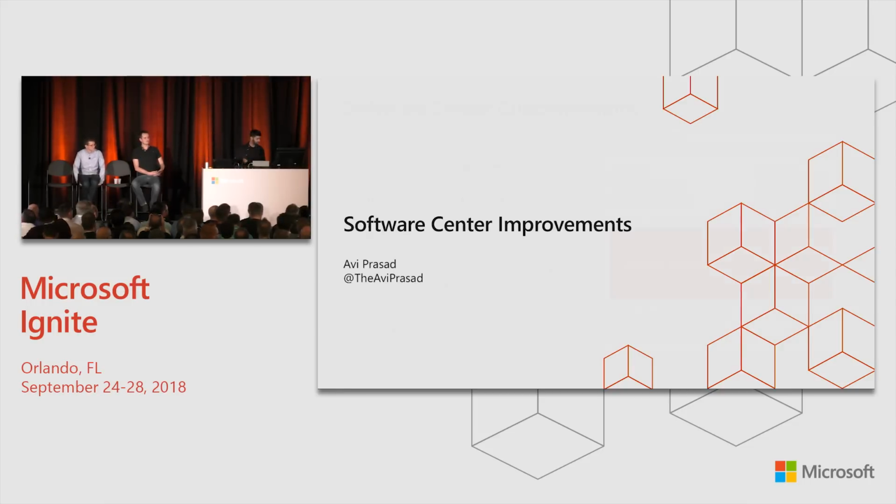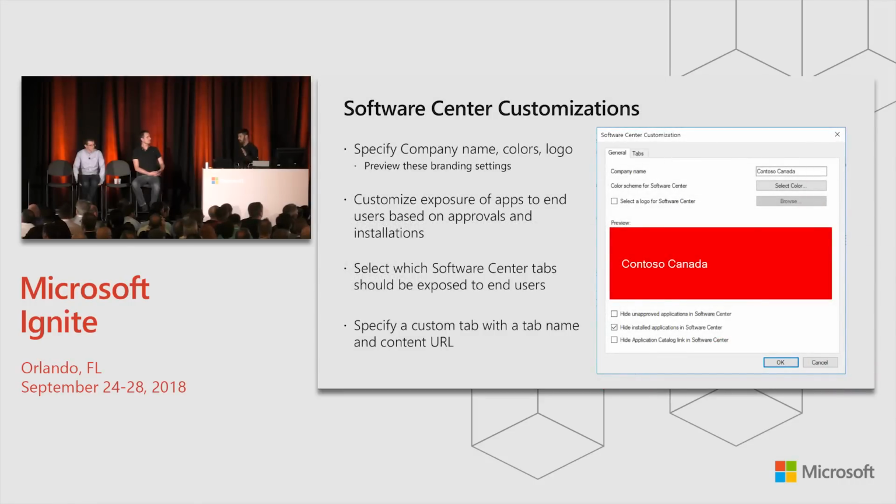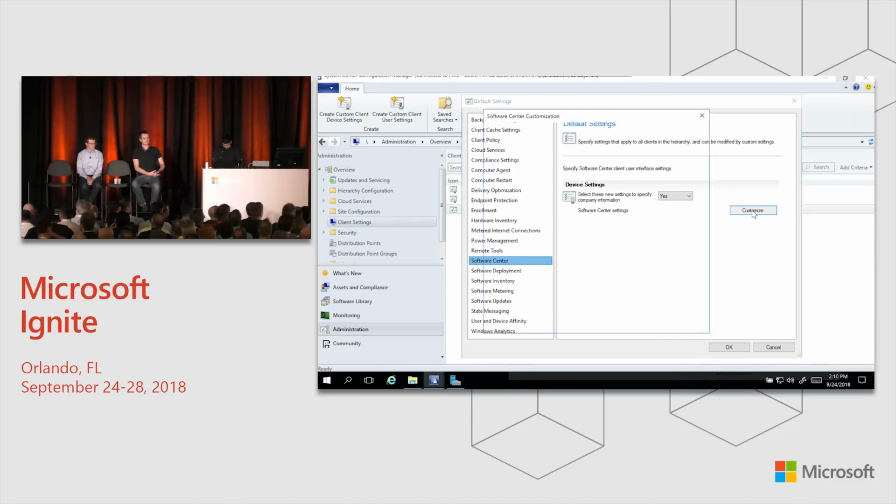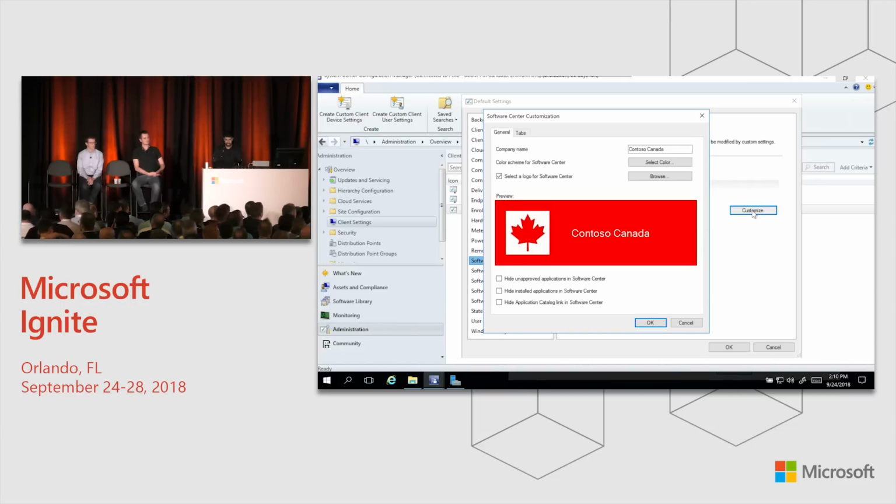Firstly, let's talk about Software Center. Our theme with Software Center has been customization. We want you to customize Software Center to your heart's content and allow you to tweak the different settings and options that are available in Software Center. I should show a demo actually, it might be faster. So firstly, what you're going to see is in client settings, we have new Software Center settings, where we click Customize.